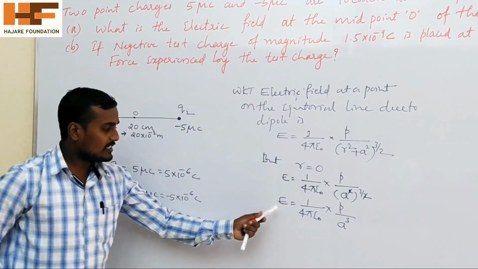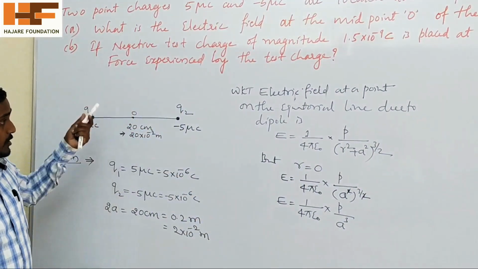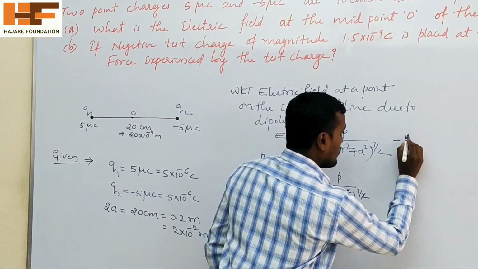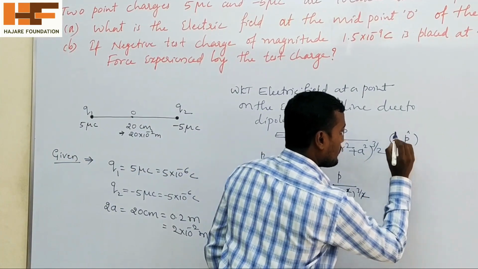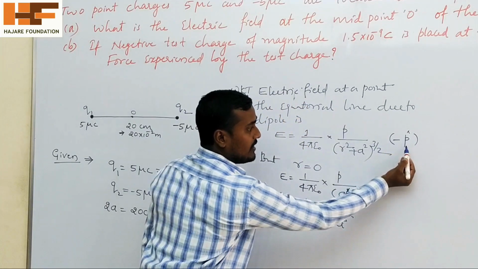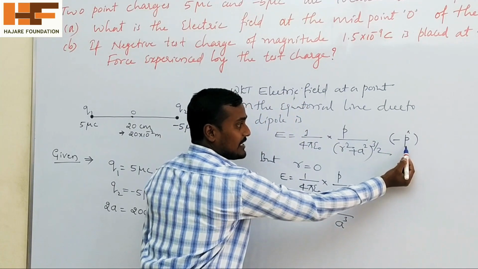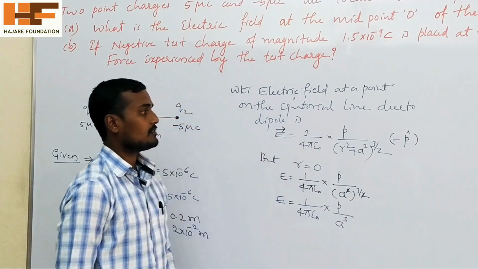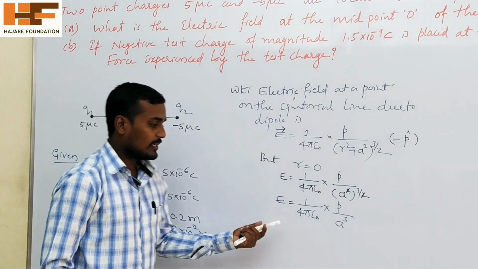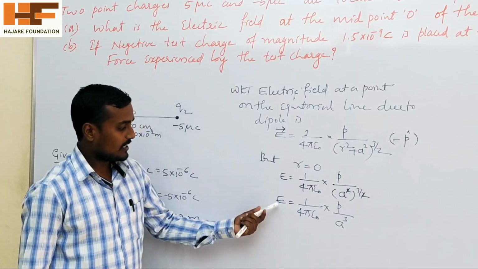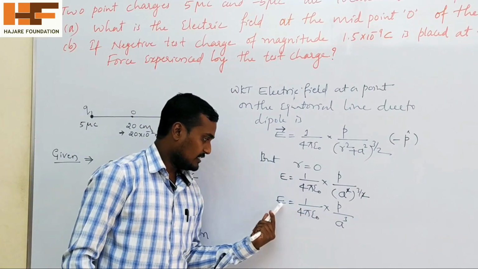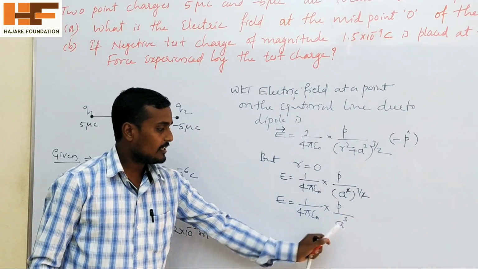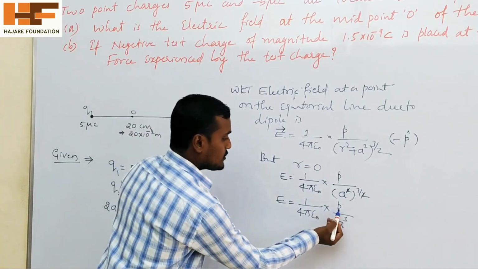Okay. Now, what is the direction of this E? According to this expression, the electric field direction is minus p cap, where p cap is a unit vector along the direction of the dipole moment. This is a vector. Now we have to calculate first the magnitude of the electric field. To find the magnitude of the electric field, we want P and A. First we have to find P.